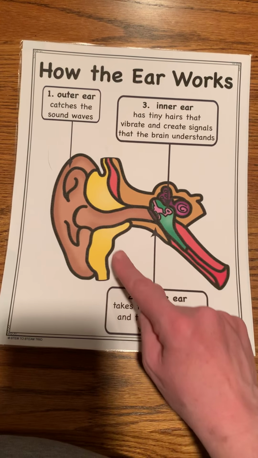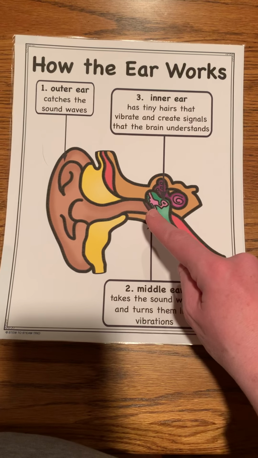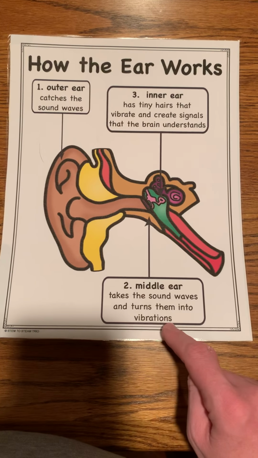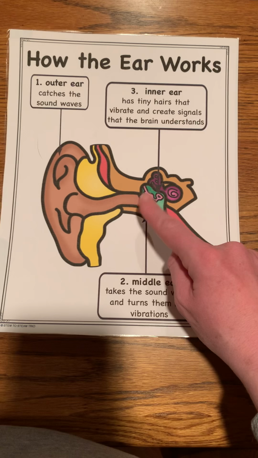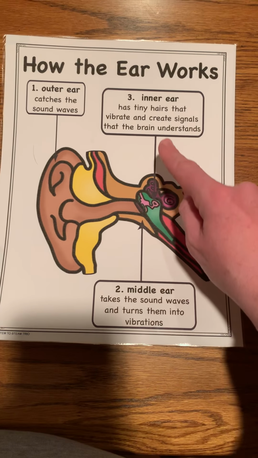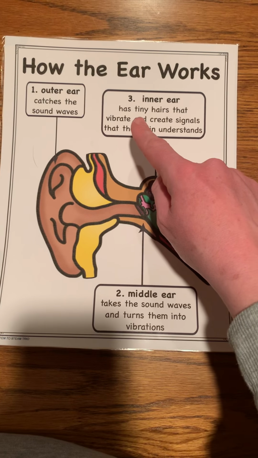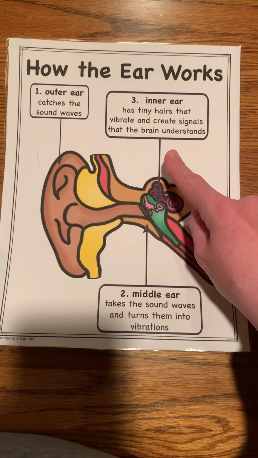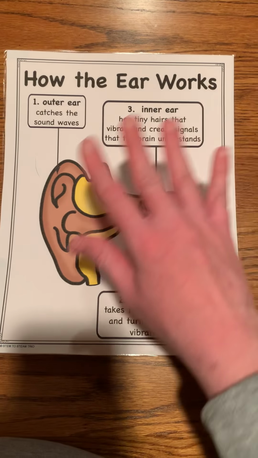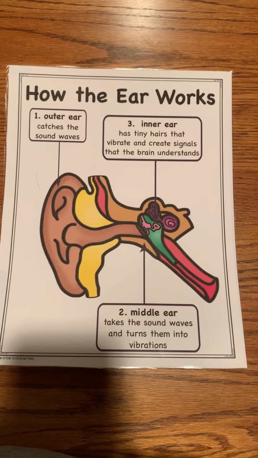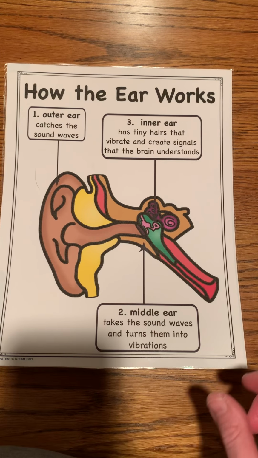And then it travels through here to your middle ear, which is written over here. The middle ear takes the sound waves and turns them into vibrations. There are some special things inside your ear that do that. And then you get those into the inner ear, which has tiny hairs that vibrate, remember, which means move back and forth, and create signals that your brain understands. So there's a lot that actually goes on for you to hear and process sounds, and your ear is very important in that process.